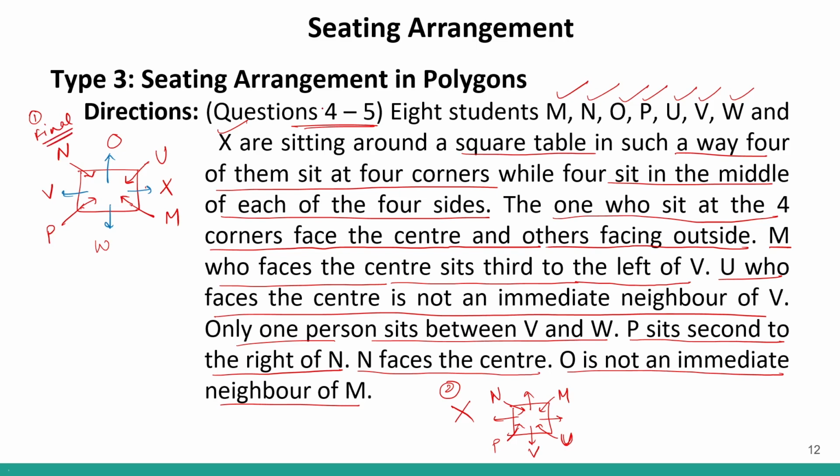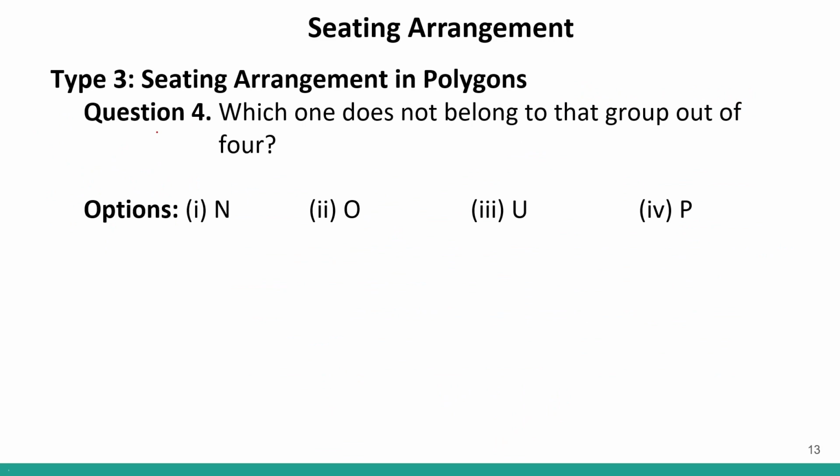Now, based on this arrangement, we have two questions. Let us answer them. The first question is, which one does not belong to the group of 4? So there are 4 options, and we have to identify which one is different. So we have N, O, U and P.